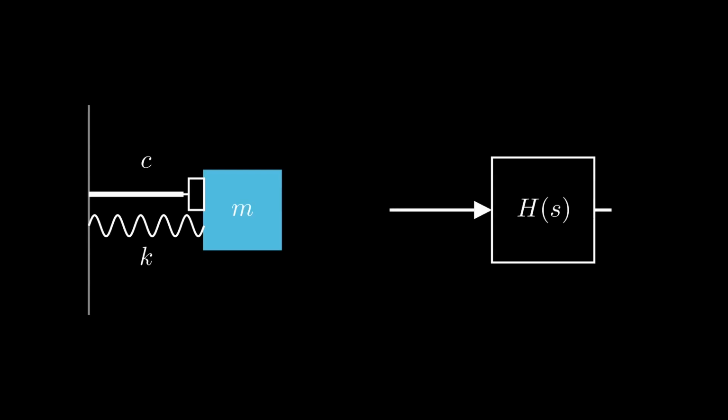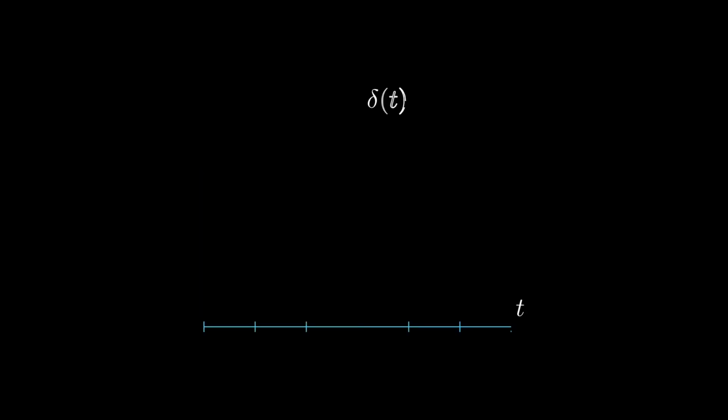Drawing the entire physical system every time we want to do something with it seems like a really tedious job. Instead, it is more practical to draw a single block diagram with an H of s term inside the block. H of s is the Laplace transform of the impulse response. The impulse input is defined as the Dirac delta function.